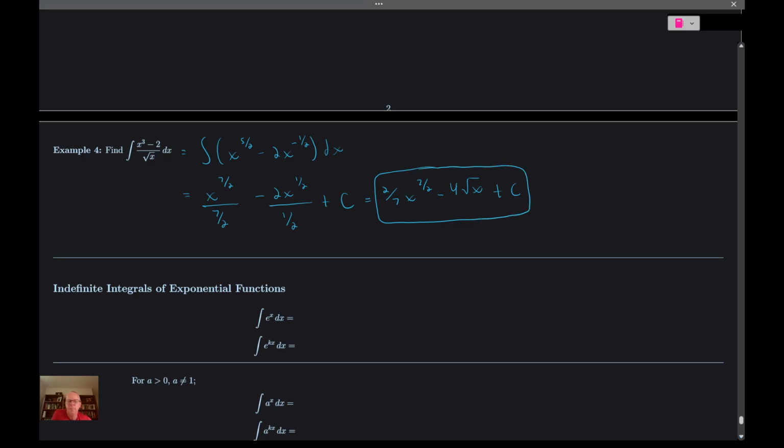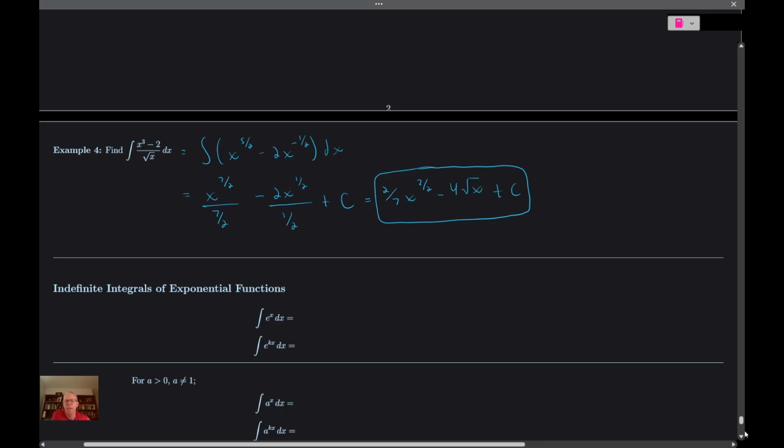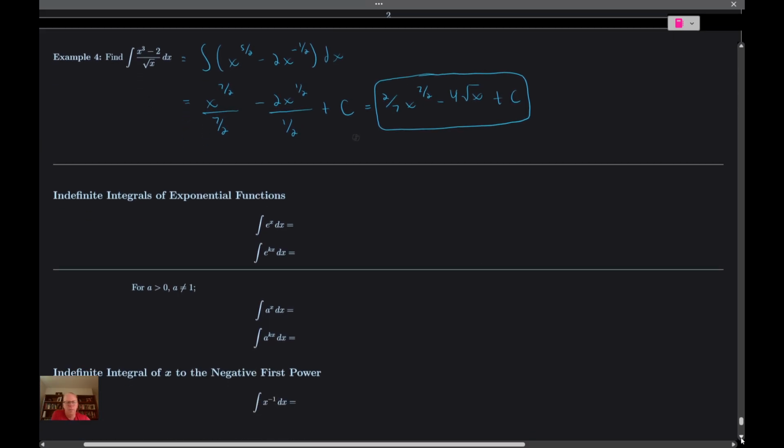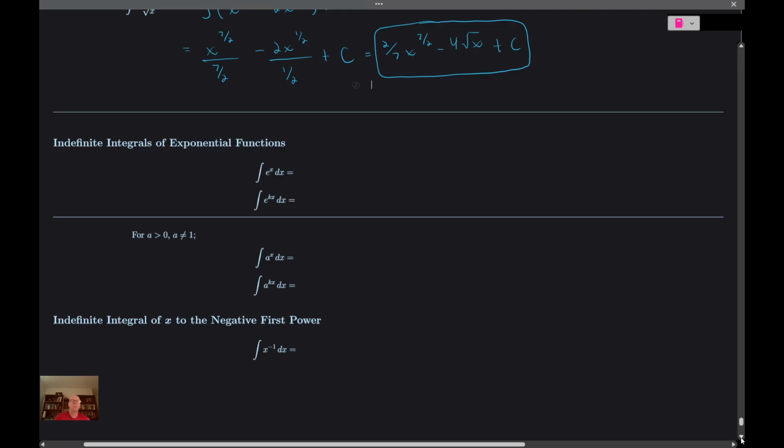Okay, and again, if you want to take the derivative of this, you can see that you'll get back to this, and then you can change this back into this if you like, but at least take the derivative and see if you can get back to this. All right, now indefinite integrals of exponential functions.